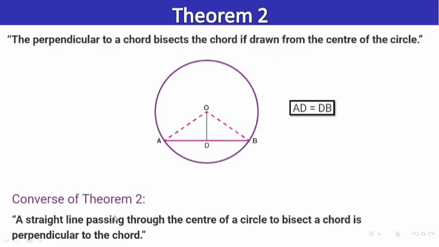Now the converse is just the other way around. A straight line passing through the center of a circle to bisect a chord is perpendicular to the chord. Which means if you pass a straight line through the center so that the chord gets bisected by that line, then this straight line is going to be perpendicular. That's what the converse says. So pause the video and note down the converse of the theorem.